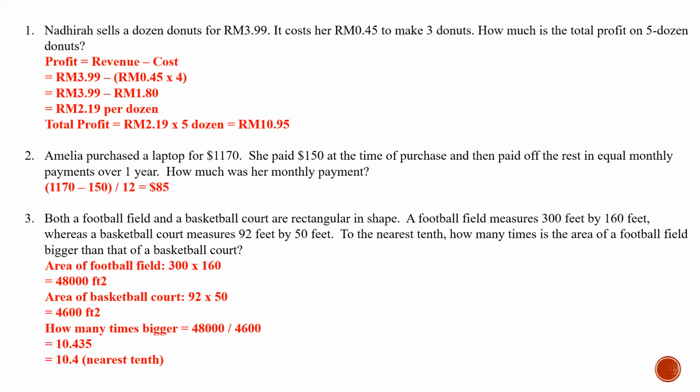Understand? Alright, so you will realize that you will get 10.435, but your answer they asked you was to the nearest tenth, so make sure you put it in one decimal place. So one decimal place will be 10.4. So always highlight things like this. If you don't put it, you will lose marks. Make sure you have units. If you require units, if they ask you to round off to the nearest dollar, nearest cent, you have to follow. Alright?